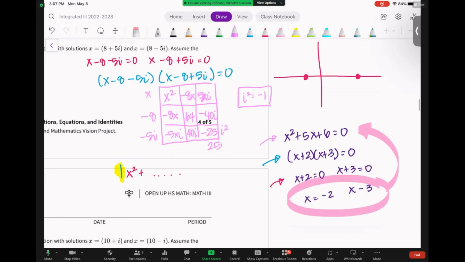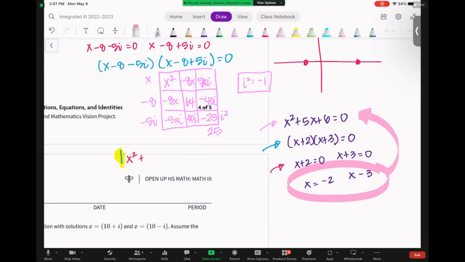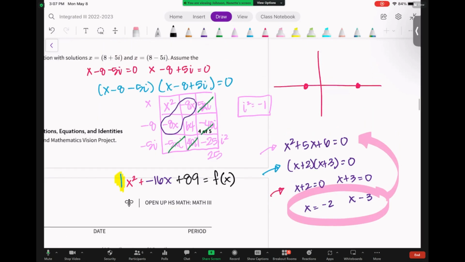Okay, so with that all being said, now I'm just going to start adding like terms together. So then I get x squared, and then I get negative 8x plus negative 8x, which is negative 16x. Negative 5xi and 5xi, they cancel. Same thing with 40i and negative 40i. And so now I have to add 64 plus 25, which is 89, equals, I don't know, f of x. That's your function. So that's how you solve that.